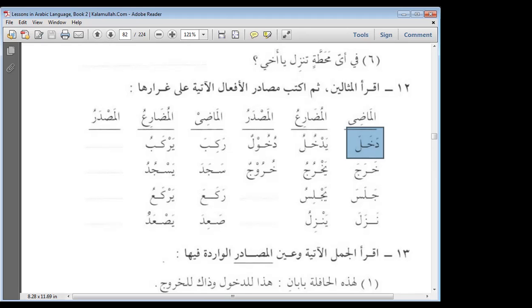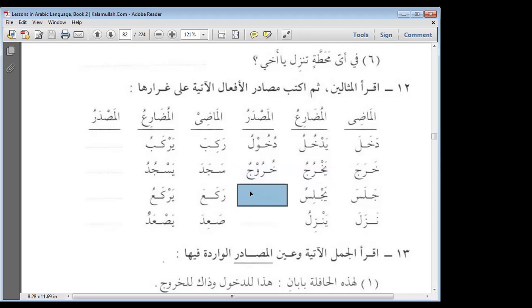Right? So say after me again. Dakhala, yadkhulu, dukhulun. Kharaja, yakhruju, khurujun. Jalasa, yajlisu, julusun. See that? Same pattern.